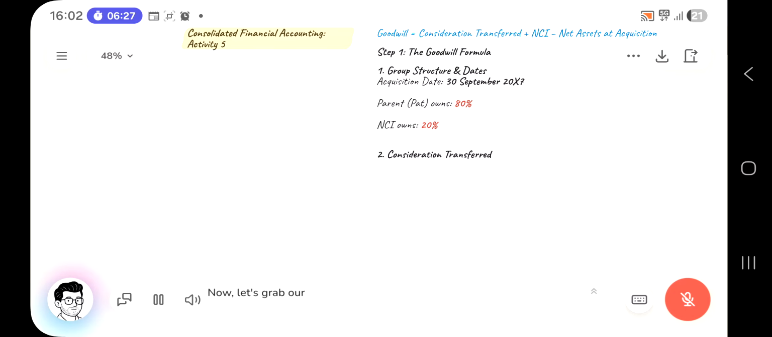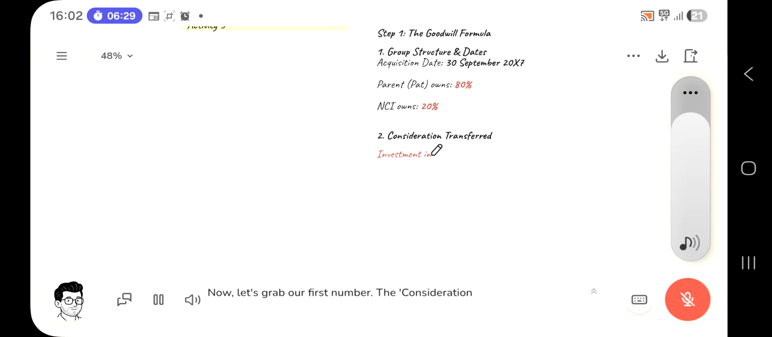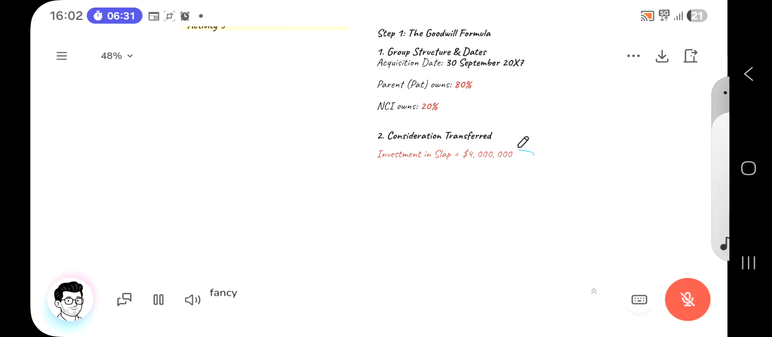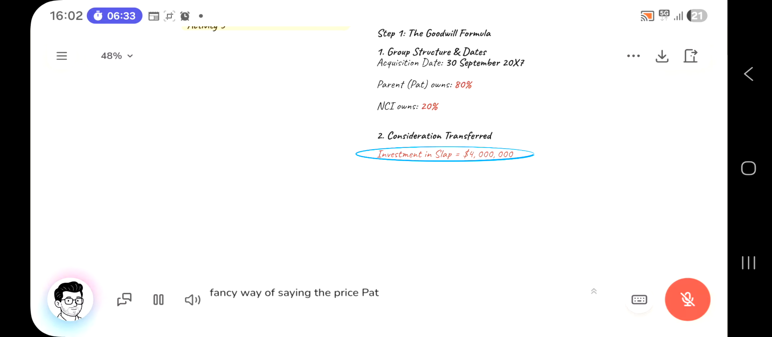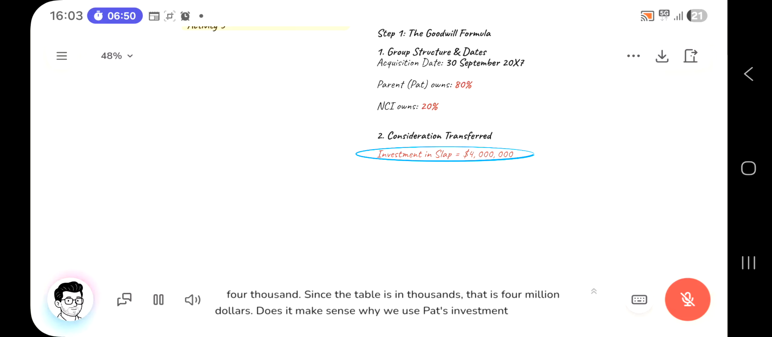Now, let's grab our first number. The consideration transferred is just a fancy way of saying the price Pat paid. If you look at Pat's column in the statement of financial position under investment in Slap, you'll see 4,000. Since the table is in thousands, that is $4 million. Does it make sense why we use Pat's investment figure here?